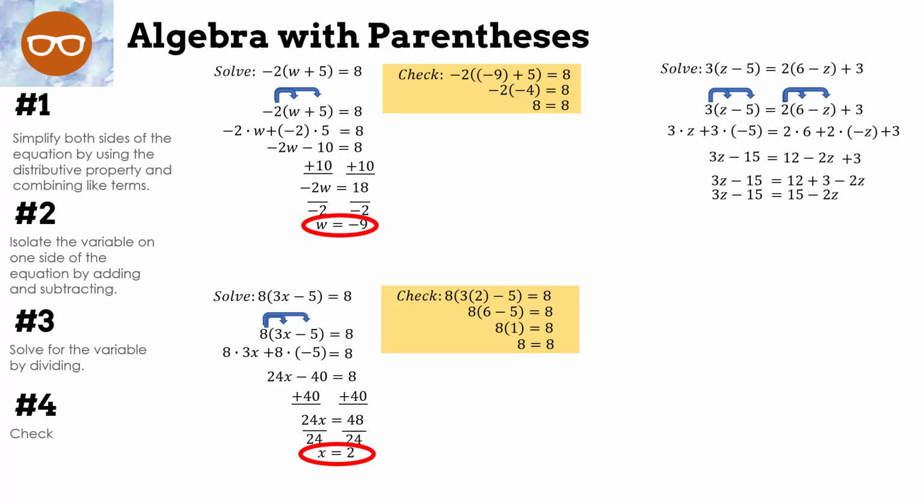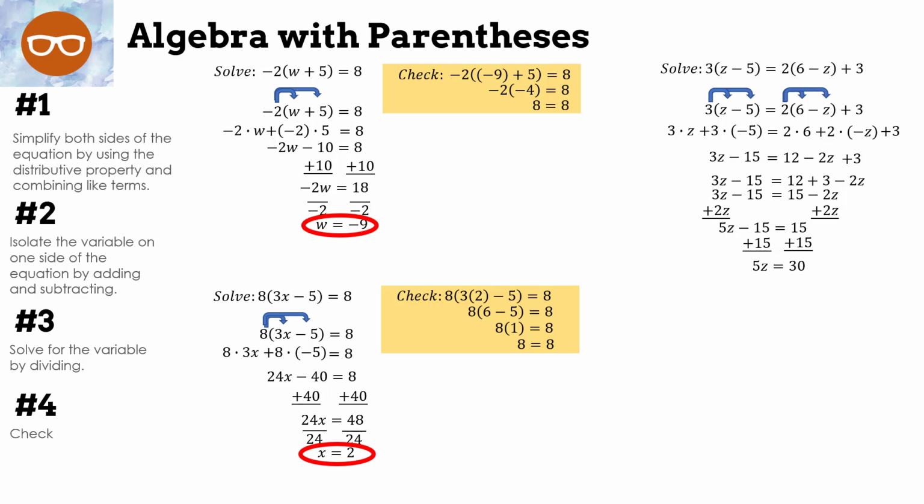I like to put the z's on the left side, so I'm going to add 2z to both sides of the equal sign. This gives us 5z minus 15 equals 15. Now I want 5z to stay there, so the opposite of subtracting 15 is adding 15. So I'm going to add 15s to both sides of the equal sign, which gives me 5z equals 30.